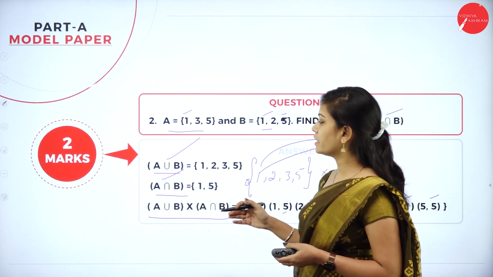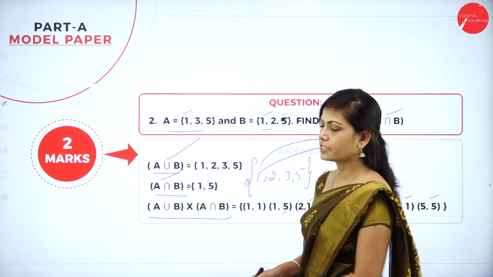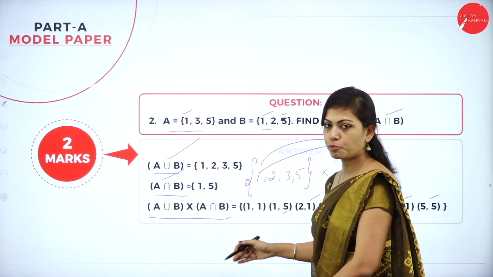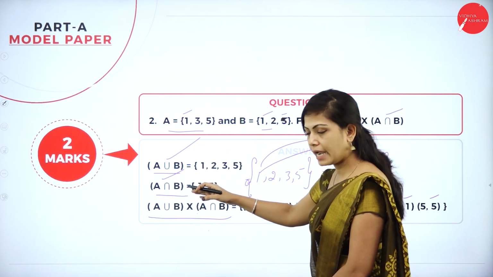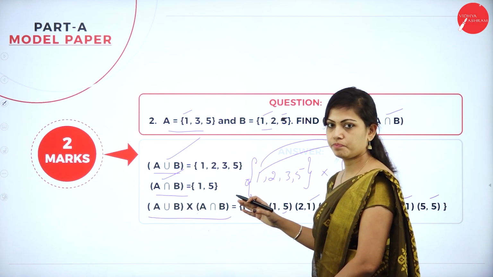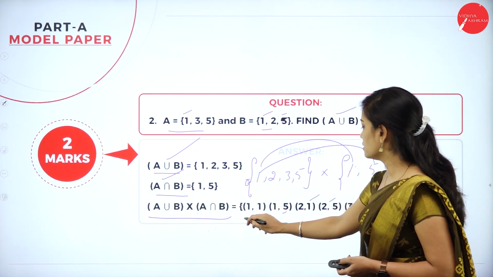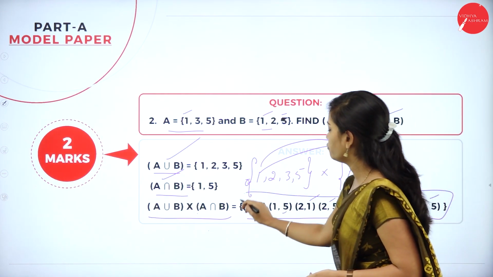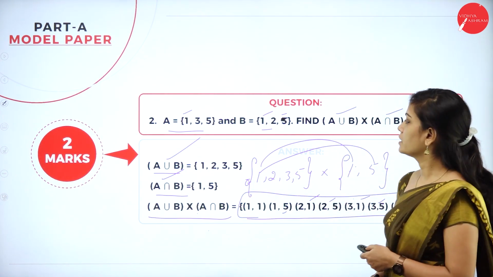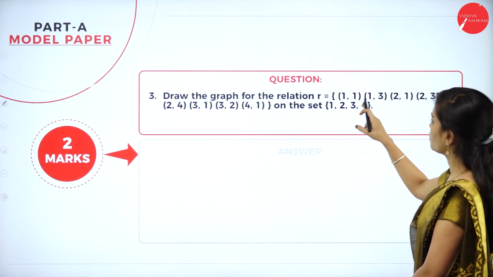So this is for 2 marks. Explain each and every step properly, so definitely you can score in discrete transformation. Please explain the steps properly. So A union B, A intersection B, and the question is A union B into A intersection B. This is the product. So here we got the answer. This is your final answer. Is it clear?